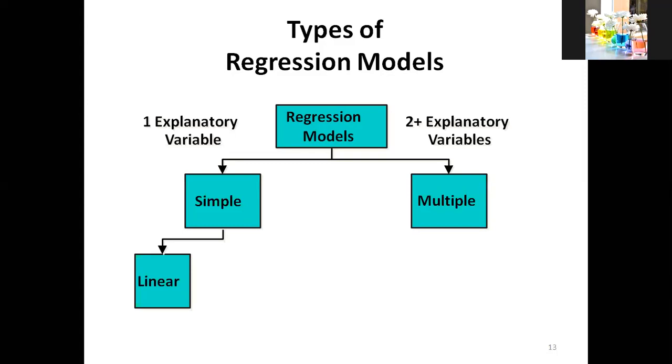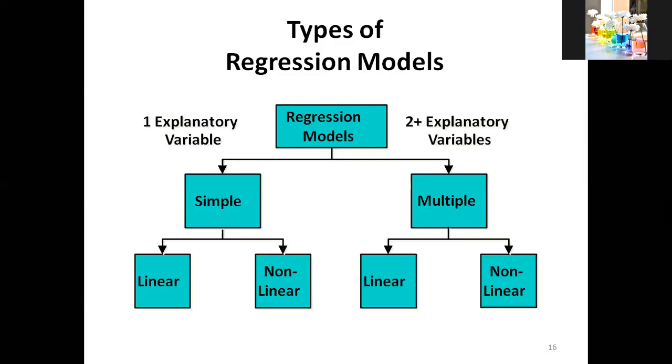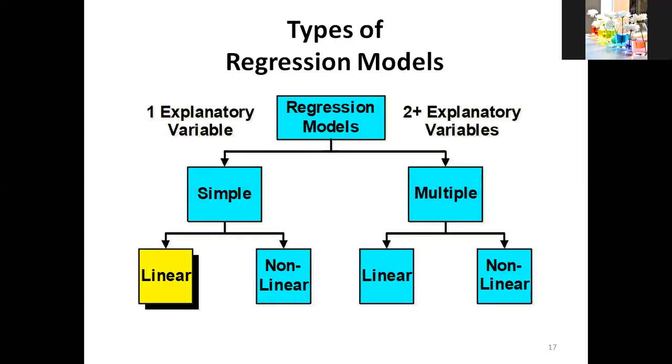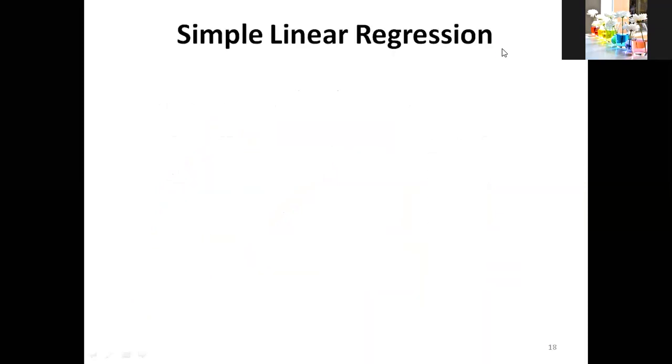Under simple, we have again linear and non-linear, which we have already seen. In multiple also, we have two types, linear and non-linear. In this course, we are going to learn only the linear regression model, which is the simple linear regression model. So we are going to learn only this portion, simple linear regression.